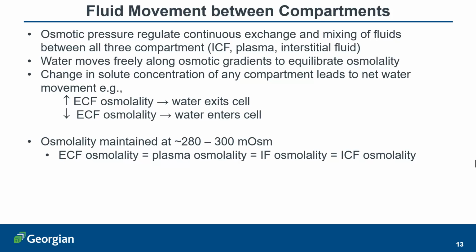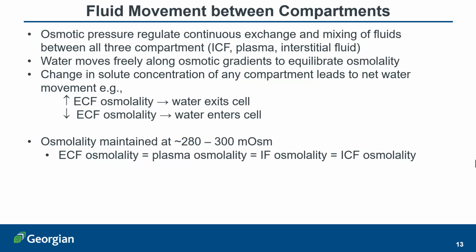A change in the solute concentration of any given compartment leads to net water movement. There's always water movement, but what we are concerned with is net movement of water. For example, when the ECF osmolality increases, water will ultimately exit the ICF and move into the ECF. The water exits the cell. On the other hand, if ECF osmolality decreases, water is going to move from the ECF to the ICF. In other words, the cell will swell.